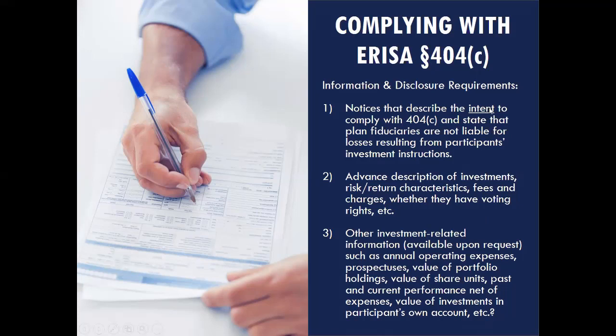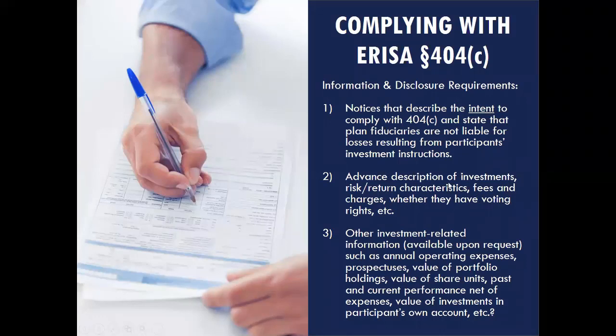So the ERISA 404C has some disclosure notice requirements. You have to provide notices annually. Most record keepers are going to give you the notice to distribute to your participants. It's important that that notice says that plan fiduciaries are not liable for losses resulting from a participant's own investment instructions. So you not only have to make it a part of the plan that you're not responsible if they make their own bad choice, you have to tell them that if they make their own bad choice, you're not responsible. And that comes in the form of that notice.